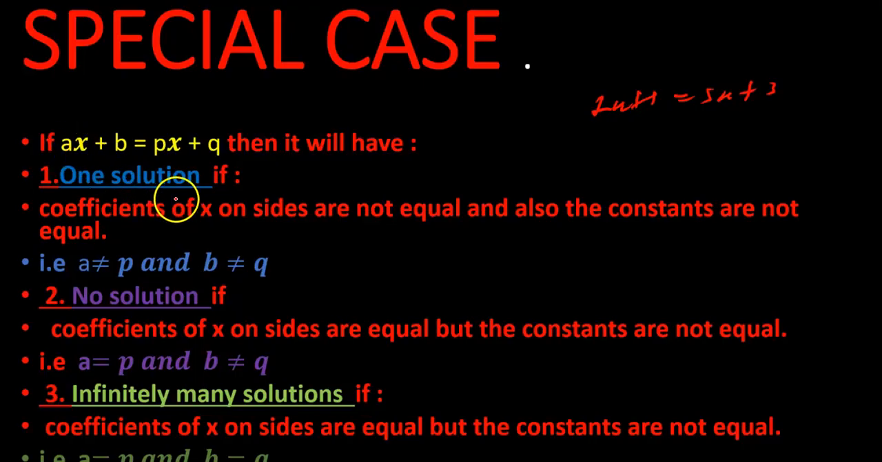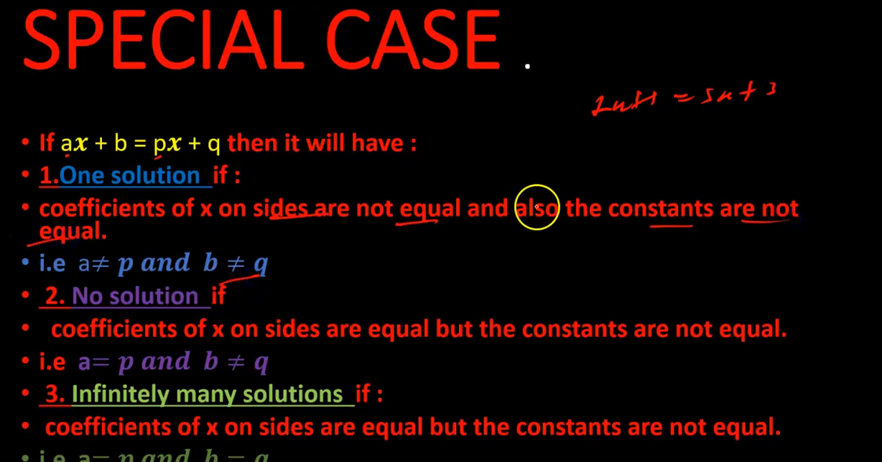It will be one solution if the coefficient of x on the left hand side is not equal to the coefficient of x on the right hand side. That is, the coefficient of x here is a, and the coefficient of x here is p. So if a is not equal to p and the constant on the left, b, is not equal to q, then it is one solution. The coefficients of x are not equal and the constants are not equal.